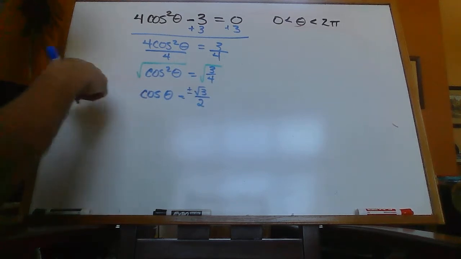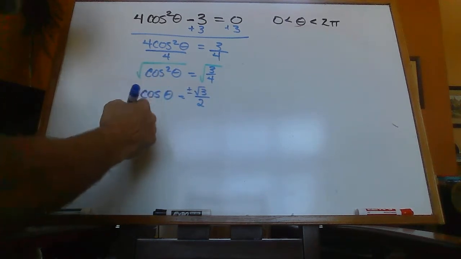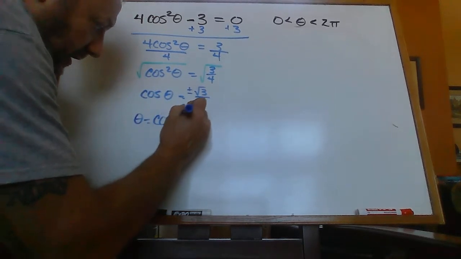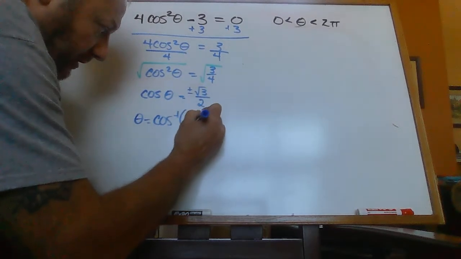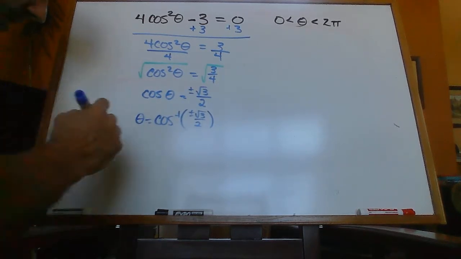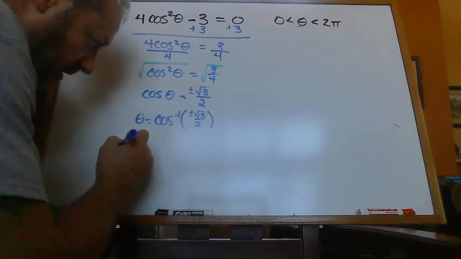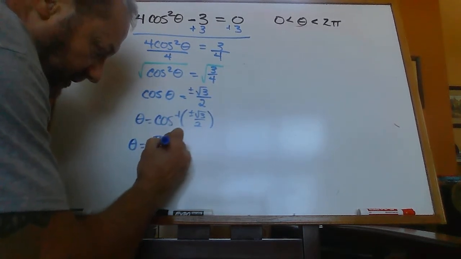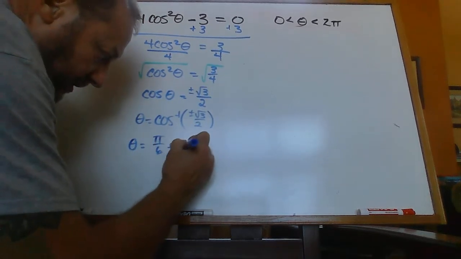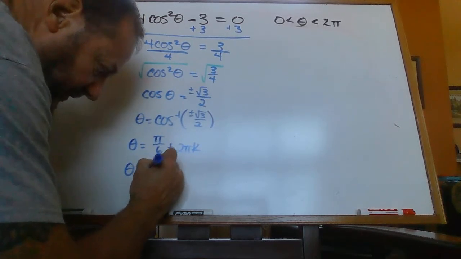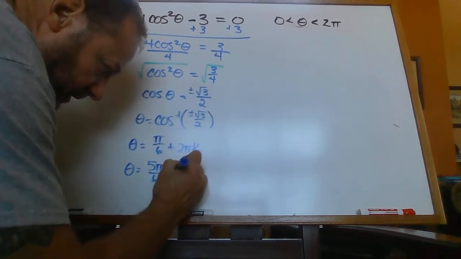Okay, so next step, I'm going to arc cosine to get rid of this cosine. So theta is going to be arc cosine of plus or minus square root of 3 over 2. So I have to do both sets of answers here, which means I'm going to end up with like 4 answers for this problem. Okay, so the first thing, if I arc cosine square root of 3 over 2, that's pi over 6 plus 2 pi k. And theta is going to be 5 pi over 6 plus 2 pi k.